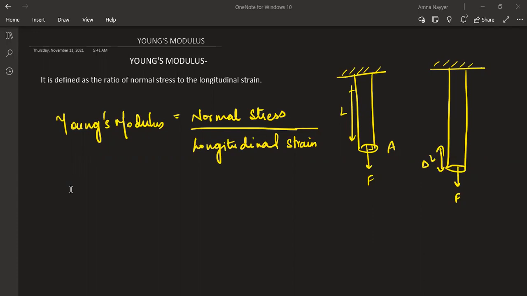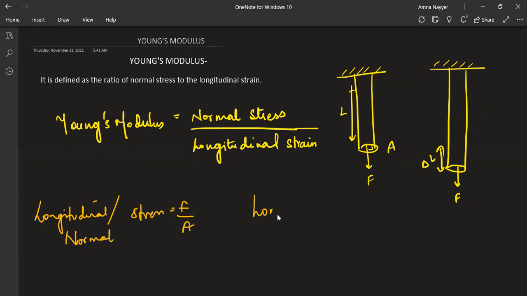So stress, which is because of change in length, was normal stress. Remember longitudinal stress or normal stress? We had seen, no? Longitudinal, you can say, or you can say normal stress. This was equal to force upon area, remember? And the type of strain that occurred because of change in length was longitudinal strain.